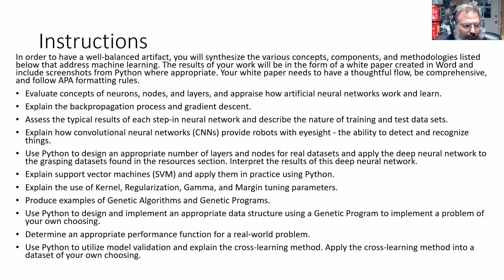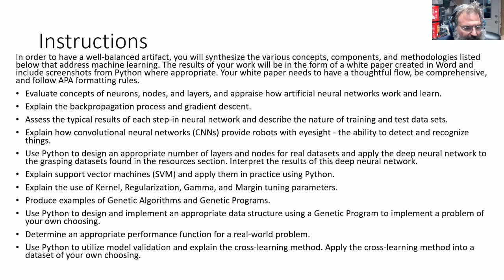So evaluate concepts of neurons, nodes, layers, and appraise how artificial neural networks work and learn. Explain the backpropagation process and gradient descent, and then assess the typical results of each step in neural network and describe the nature of training and test data sets. Explain how convolutional neural networks provide robots with eyesight, the ability to detect and recognize things. Use Python to design an appropriate number of layers and nodes for real data sets and apply deep neural networks to the grasping data set found. You don't have to do that. Interpret the results of this deep neural network.